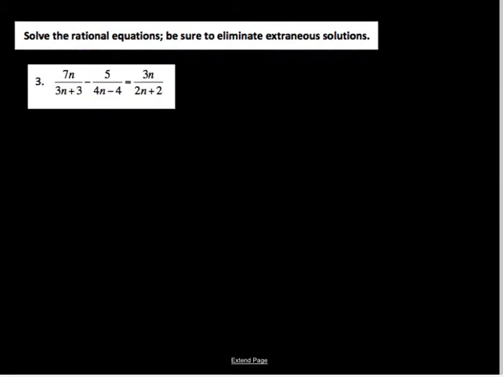Okay, looking at example 3, we need to go ahead and factor the denominator. First one, I can factor out a 3, so I have m plus 1. The next one I can factor out a 4, so I have n minus 1. So 4 times n minus 1.